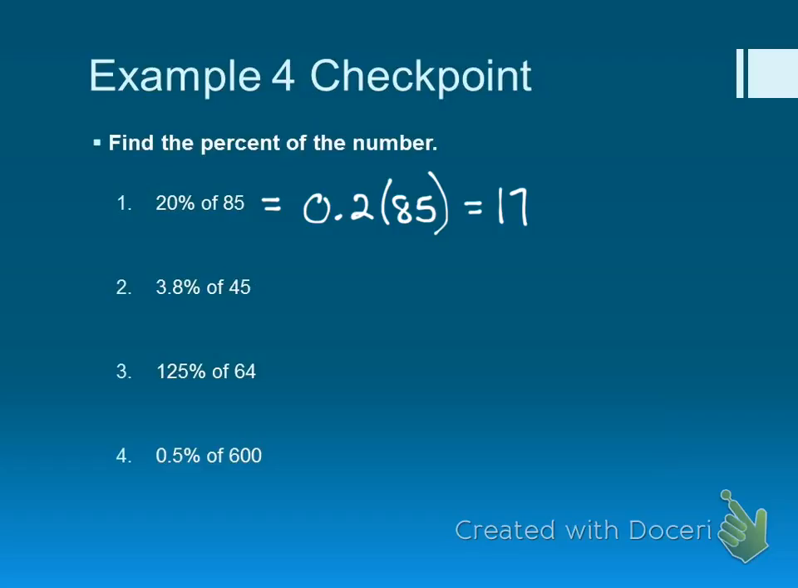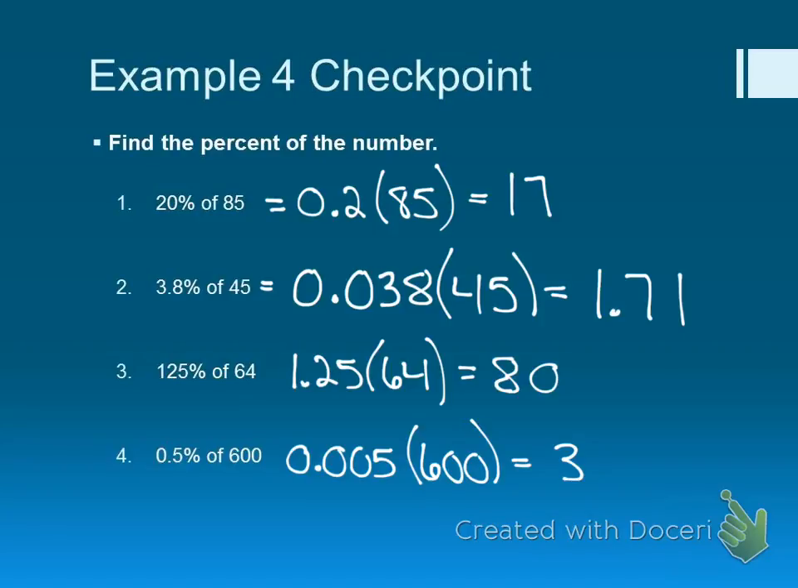All right, so 3.8% is what as a decimal? 0.038. Very good. And when you multiply it, what do you get for your answer? 1.71. Very good. Now, what about the next one, number 3? Number 3 is 80. Very good. And number 4? Number 4 is 3. Who got all 4 of those right? Who got 3 of them right? Okay. All right, very good.